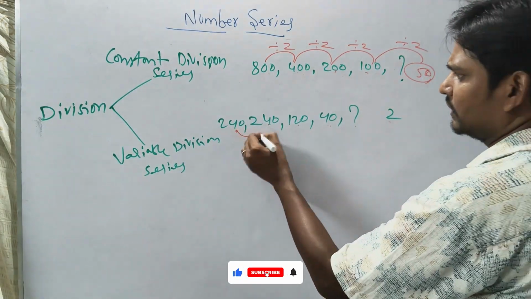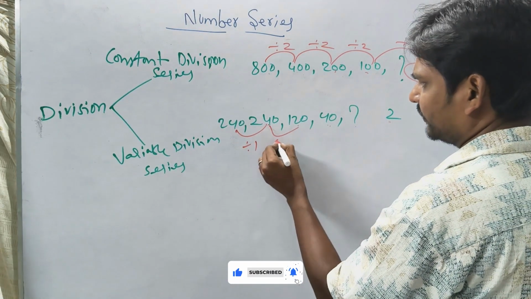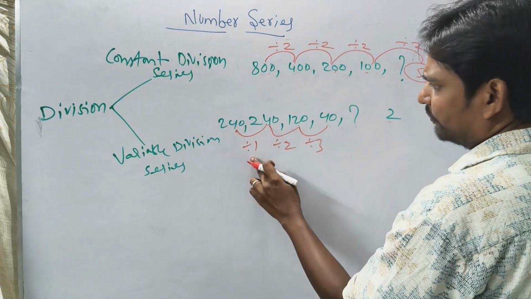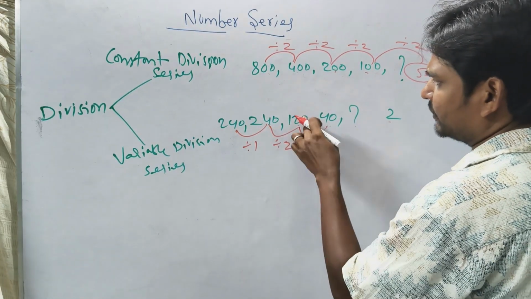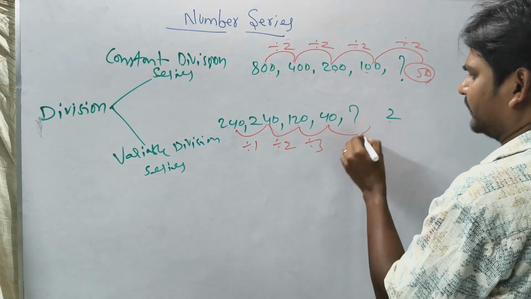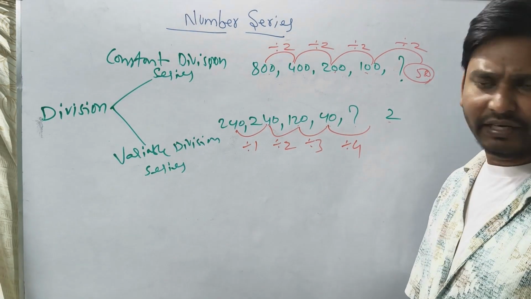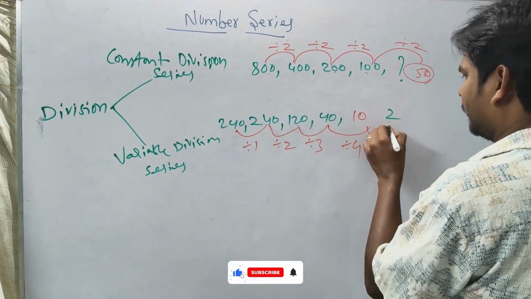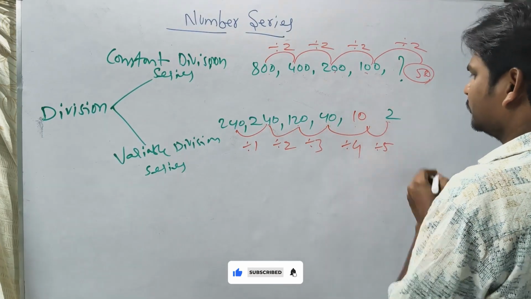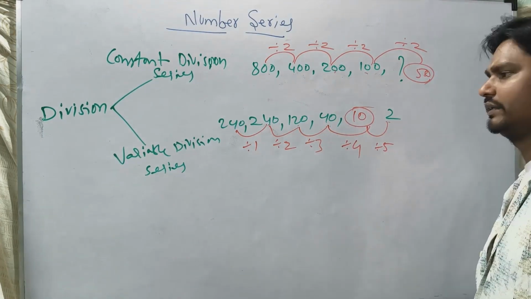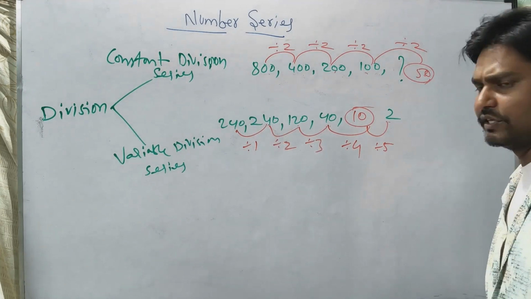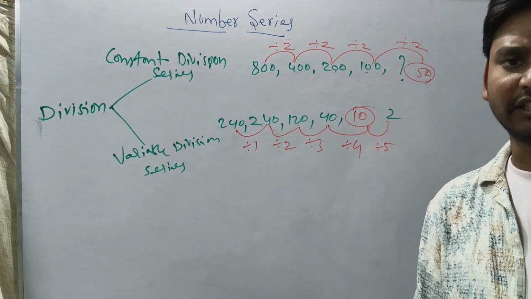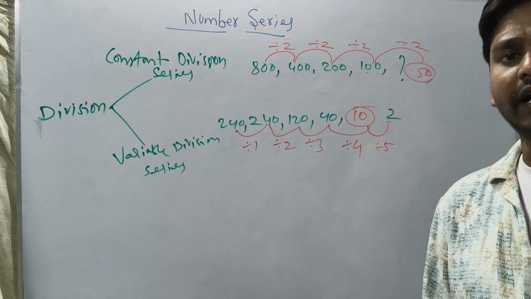Next question, see here. Here to here divided by 1, here to here divided by 2, here to here divided by 3, yes or no? 240 divided by 1, 240. 240 divided by 2, 120. 120 divided by 3, 40. Next, 40 divided by 4, then it will become 10. Now 10 divided by 5, it becomes 2. So your answer is 10. Like this, you will get questions from division series. So far we discussed arithmetic series. Next we will move on to the next model.